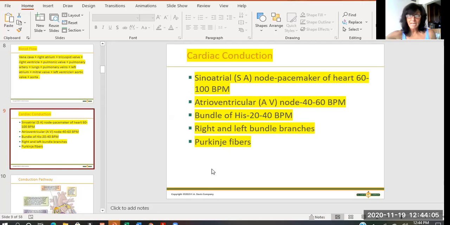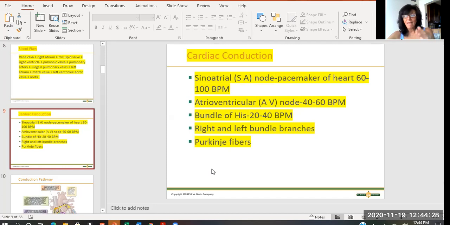So when you turn the key, or now you push the button, the car vroom, starts up. Sinoatrial node, the SA node, is called the pacemaker of the heart. That's at the very apex, or the top of the heart. And that's the one that keeps the heart rate at 60 to 100 beats per minute. Vroom, lub dub, vroom, lub dub.